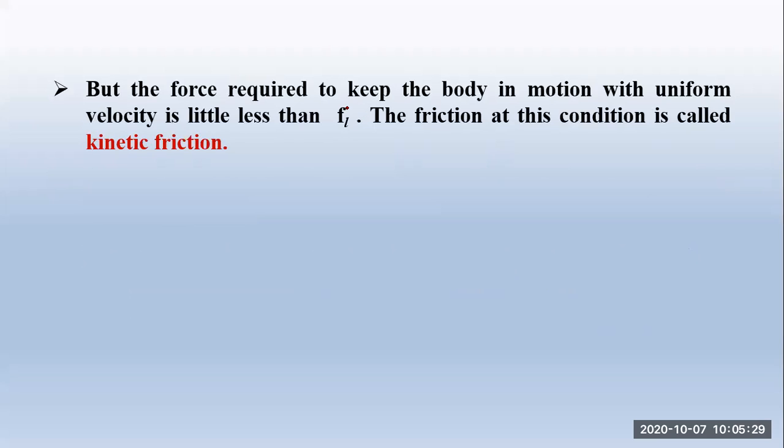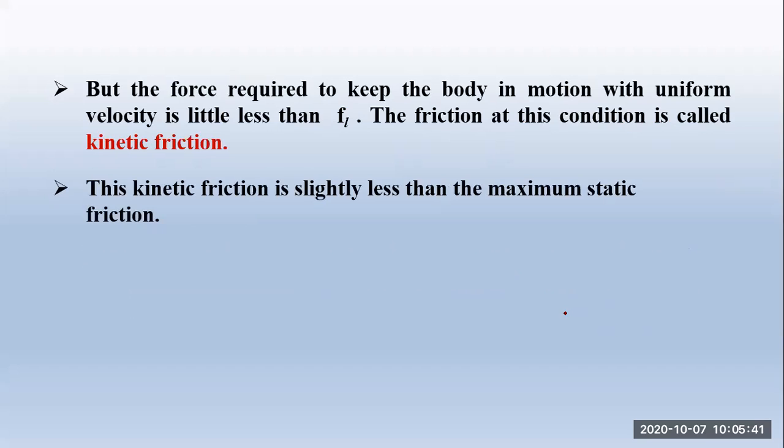So in the graph you saw that the kinetic friction was slightly less than the limiting value. So that is written here. The friction at this moment is called kinetic friction. This kinetic friction is slightly less than the maximum static friction.